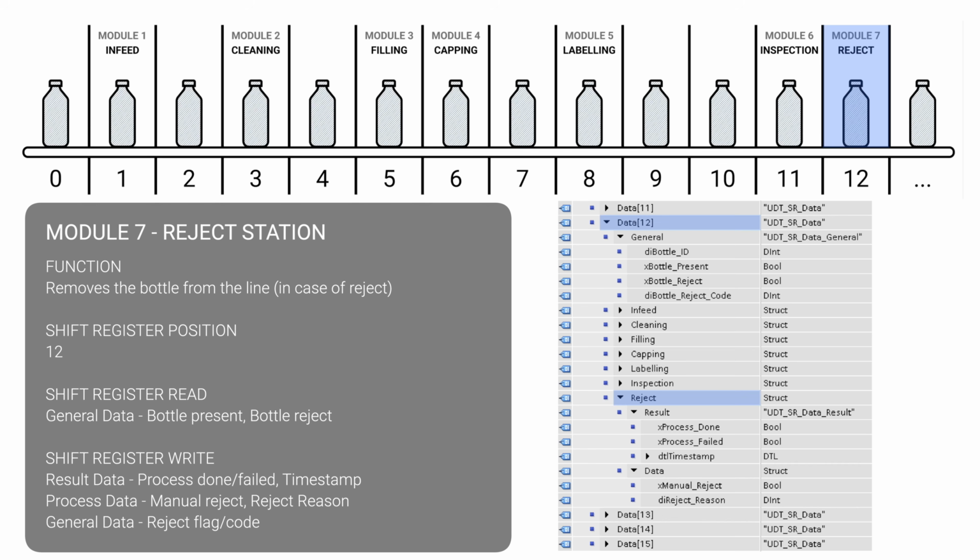And if it is, the station removes the bottle from the line using a pusher, an air blast, or a diverter arm. Once the reject action is completed successfully, the result segment is updated with a process done flag and a timestamp.